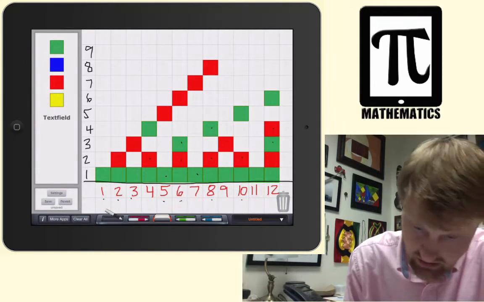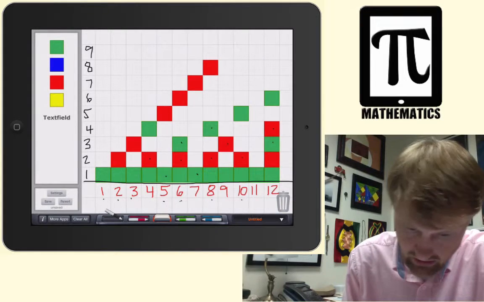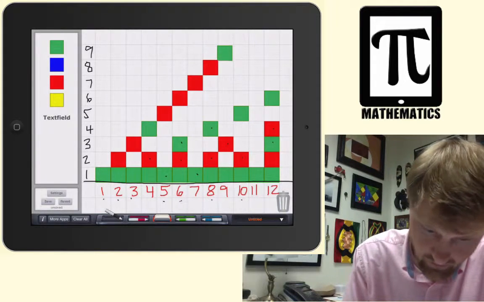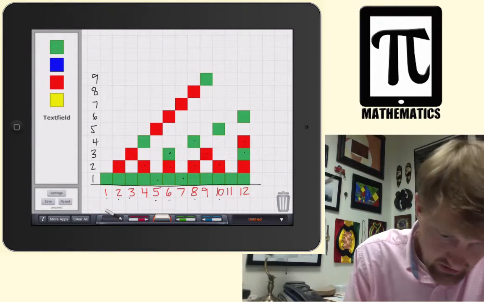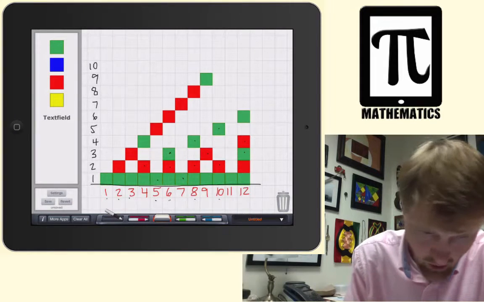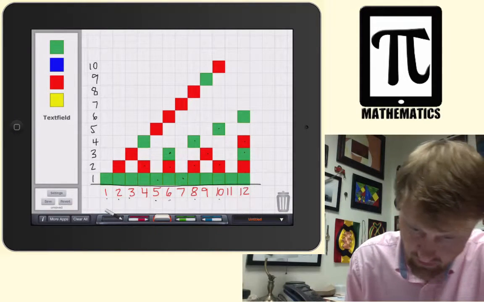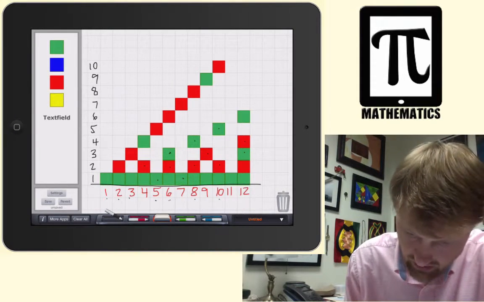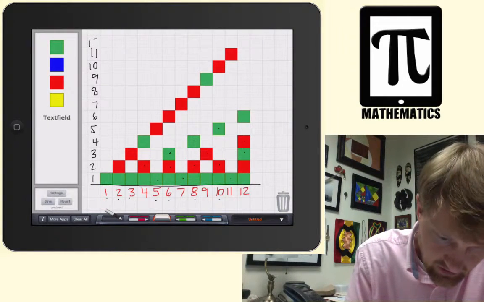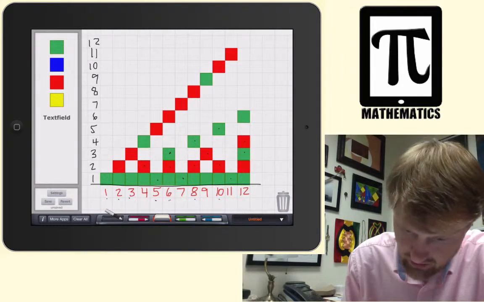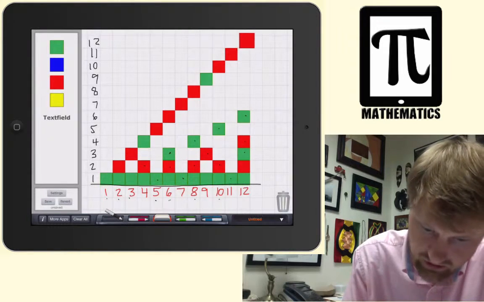The 9th student is going to go over to the 9th door. It's closed, so we need to open it. Let me zoom out just a little bit. The 10th student is going to go to the 10th door, and it's open, so we need to close it. And then the 11th is going to go to the 11th door. It's open. We need to close it. That's 11th. And then the 12th student is going to go over to the 12th door. It's open, so we need to close it.